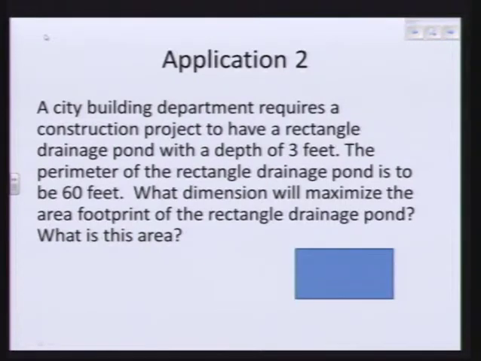Okay, so here's the idea. I've got a blue rectangle drawn here, and typically a lot of codes require different things to happen, particularly in the drainage of property. I had a friend of mine who was building a small little office, and he had a very small piece of property, and he had to build something such as this with a drainage pond, so it was an important part of the project.